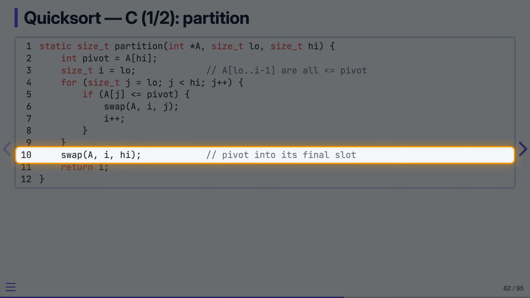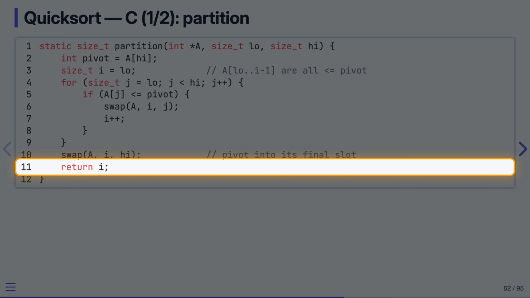After the loop, everything before I is small and everything from I to high-1 is large. So we swap the pivot into position I, which is its final resting place. And we return I. That element never moves again.